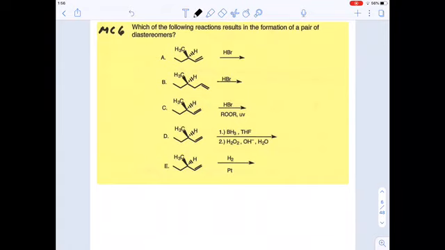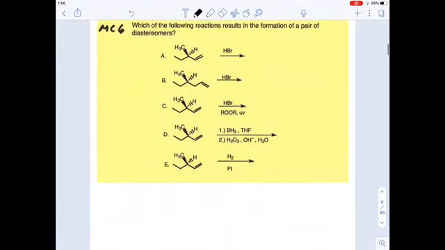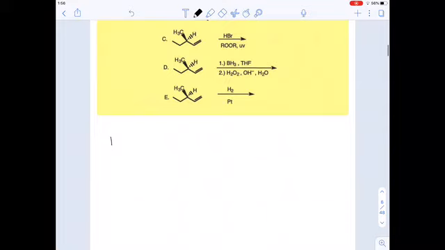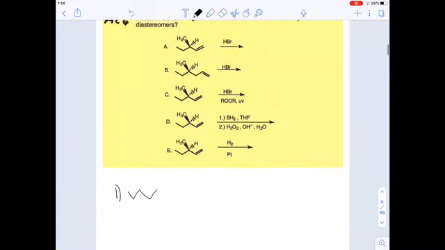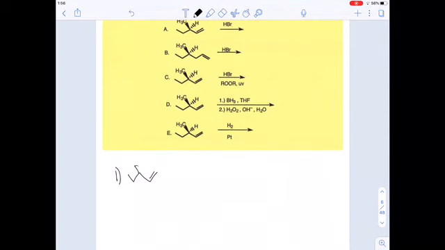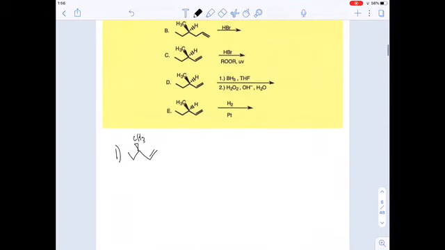Okay, so looking at A, without doing the entire mechanism, because by this point you should definitely know it, and if you don't, you could look at my old reaction video, or my old premock videos, or his notes, we know that the H is going to add to the less substituted side, leaving a carbocation on the more substituted side of the double bond. So your intermediate is then going to be this.